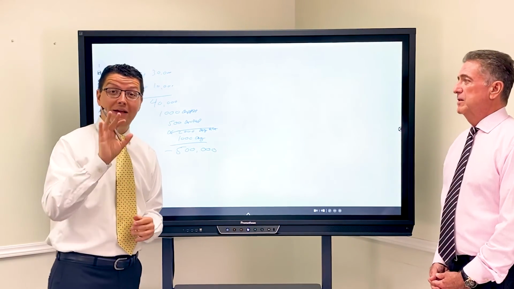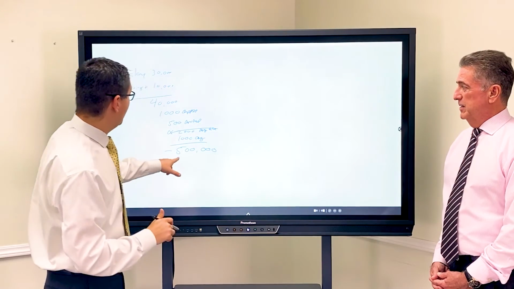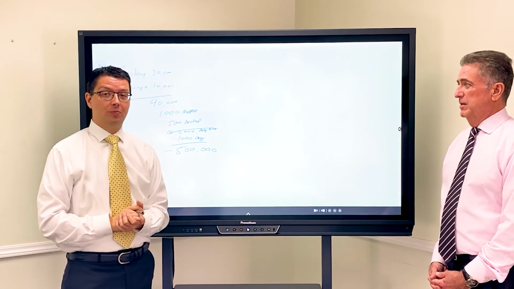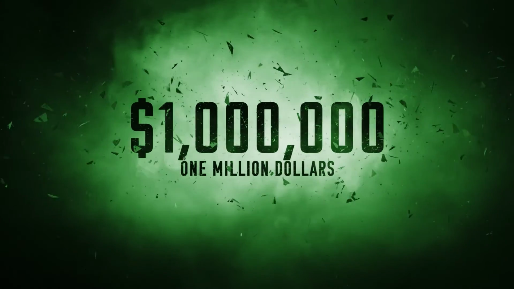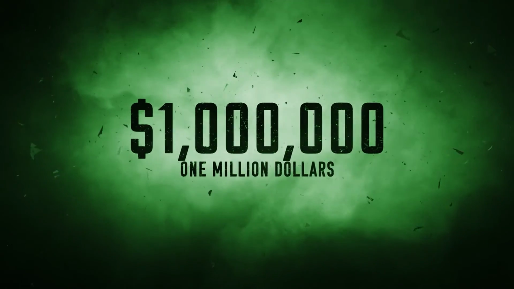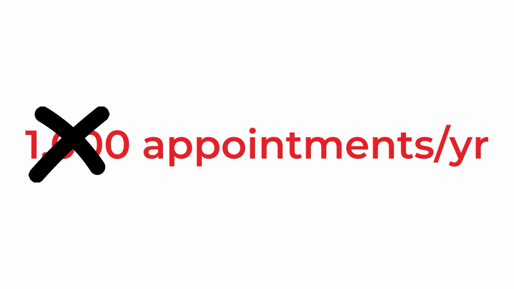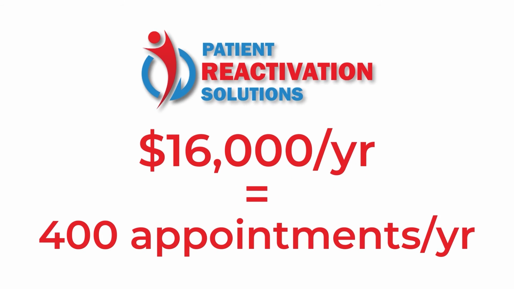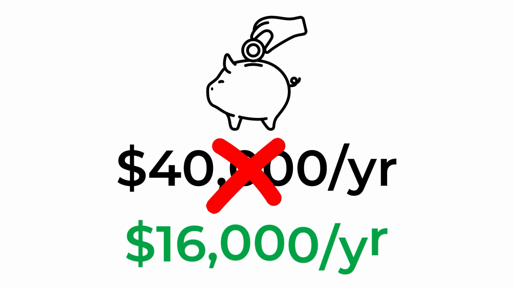Now, if you're good and you do what I think you should do, you should add $1 million to your practice. $1 million is what you're missing out on by not doing the reactivation that you could be doing in your practice. Now you might be thinking to yourself, but Neil, I don't need 1,000 appointments. Well, let's say you spent roughly $16,000 and got 400 appointments, which was more on par with the amount of appointments that your office can handle. Then I just saved you an additional large sum of money because instead of paying $40,000 to an employee, you only spent $16,000 to get the proper level of appointments you needed.